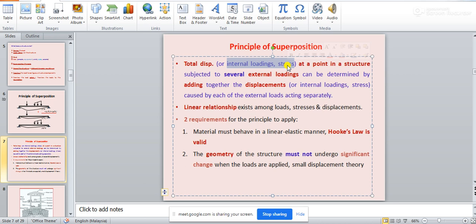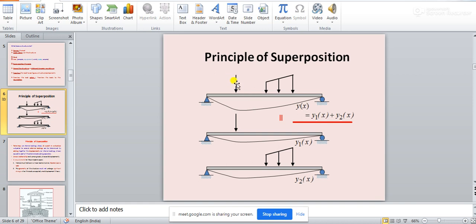So when several external loads are acting on the structure, the total effect can be determined. How can you determine it? You can add together the displacements or the internal loading stresses caused by each of the external loads acting separately. It's not that, as you are saying, this load and this load, if we sum them up, will equal the total load. No, that is not the case.